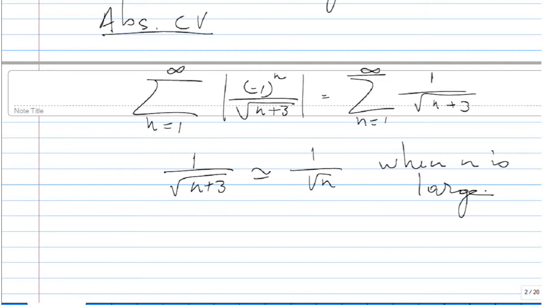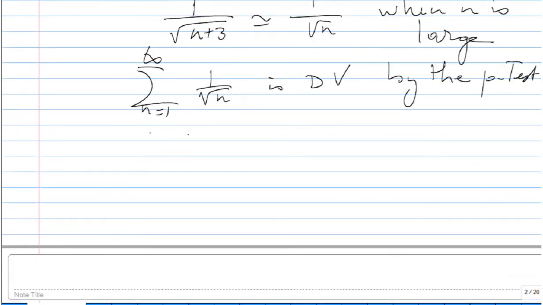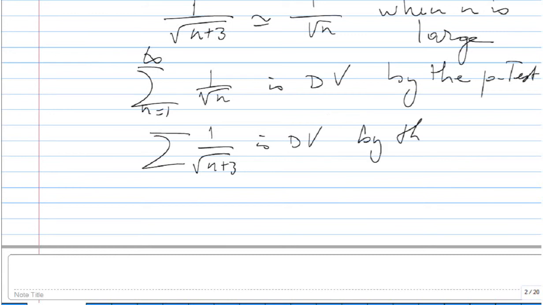So we can use the limit test. We have a positive series, so we can use the limit test. First, note that 1 over square root of n is divergent by the p-test, because 1/2 is less than 1, and therefore the series 1 over square root of n plus 3 is divergent by the limit test.